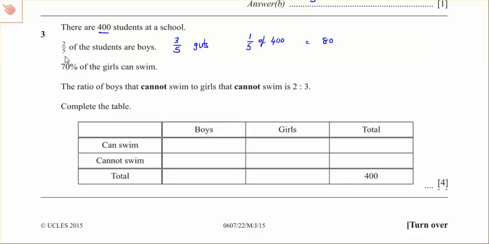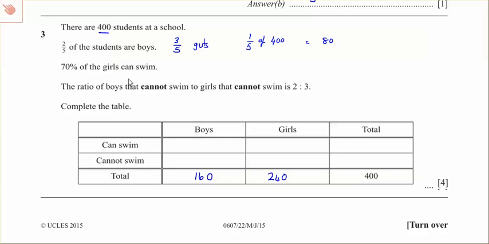Right? So that means 2/5 are boys. So down on this table, the total, so 2/5 makes 160. Double that. 3/5 needs to be 240. And we just check, should add up to 400. It does.